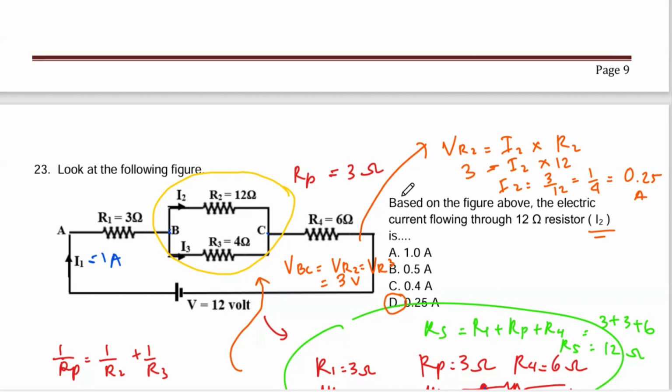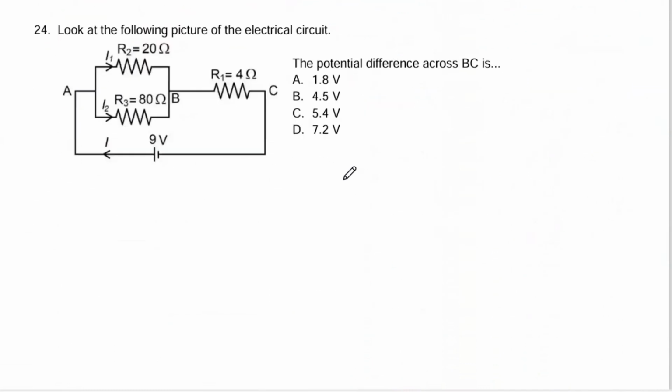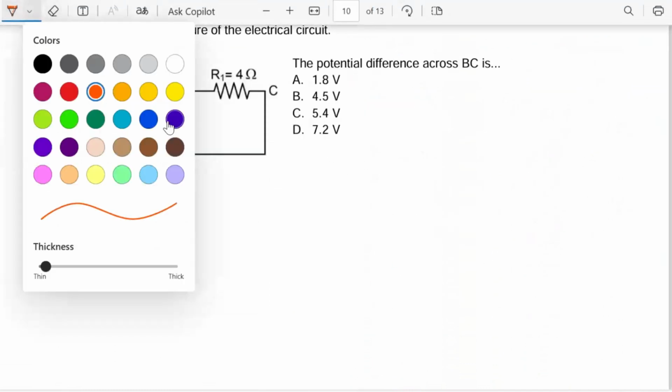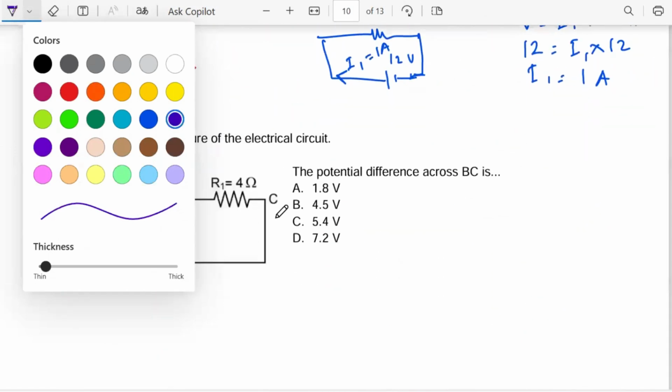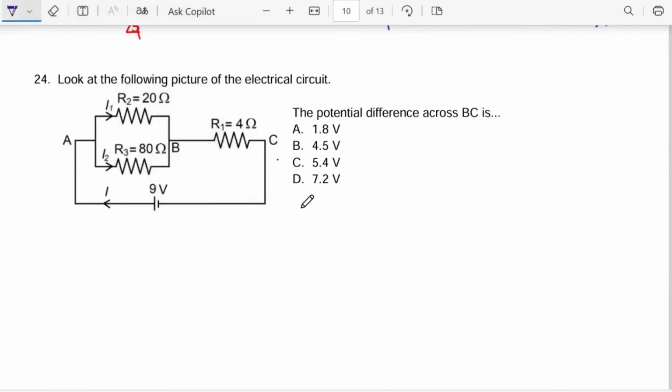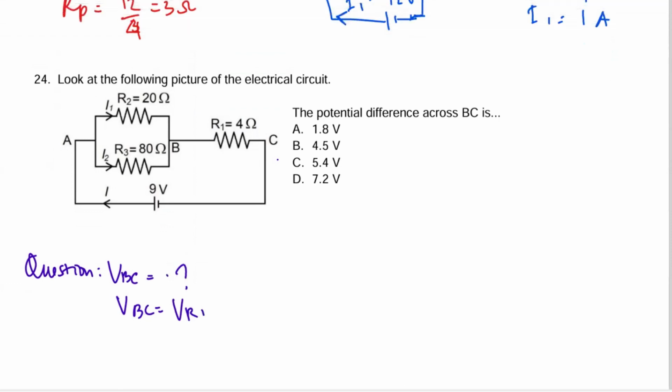That's question number 23. The next one, question number 24, is a bit easier compared to the previous one. You just need to find the potential difference across BC. So the question is asking for VBC. V across BC is the same as the V across R1 here. But before that, we need to simplify this circuit. The I that passes through R1 is the I, right? So we need to get what the I is. To get the I, we need to simplify R2 and R3 first, right?